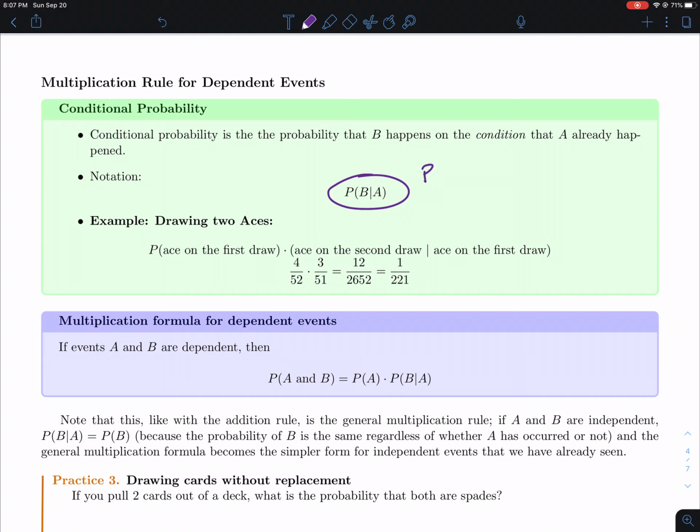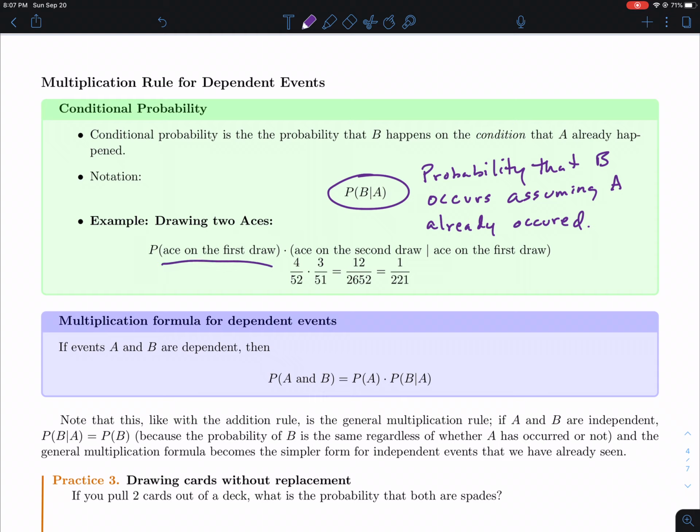So this means the probability that B occurs, assuming A already occurred. Again, just like our first example, the probability of an ace on the first draw would be 4 out of 52, because all of the aces are there.